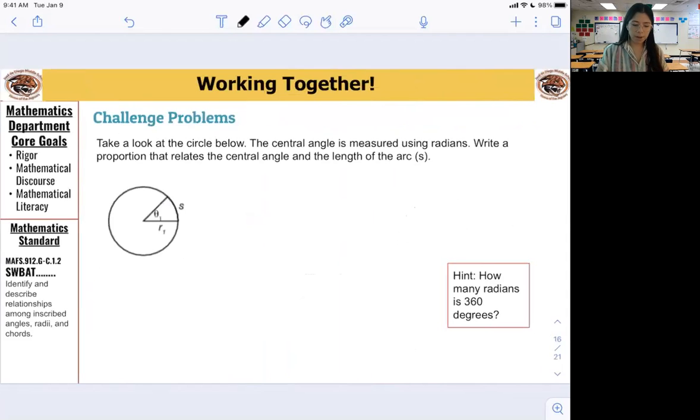So remember how we used to do this? We used to say, okay, the angle over 360 equals the length of the arc over 2 pi r. We're very used to this by now. Classic proportion, nothing new. Well, now if I'm talking about radians, it's not going to be pi over 360. What is it going to be? How many radians is 360 degrees? 6.28, but how do we write that?